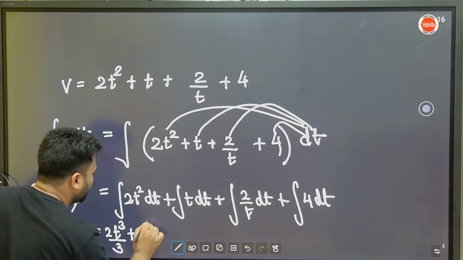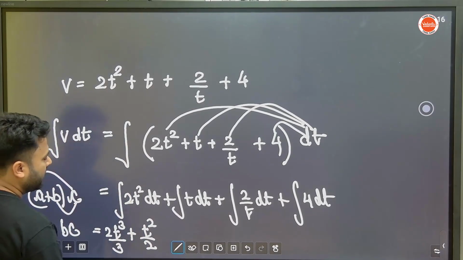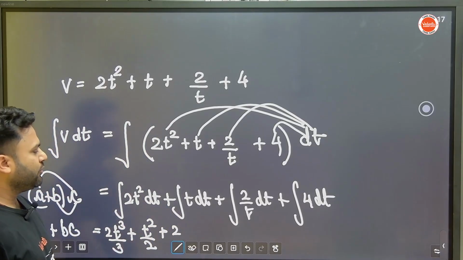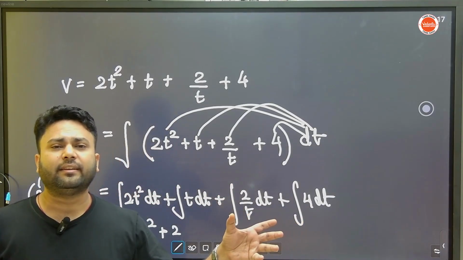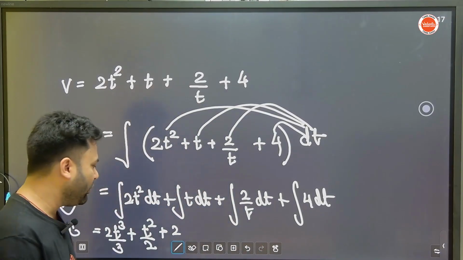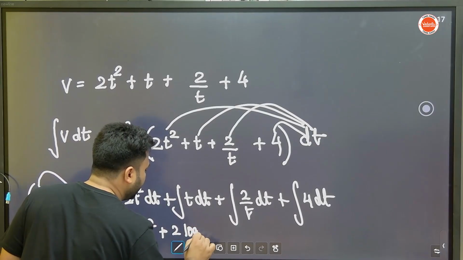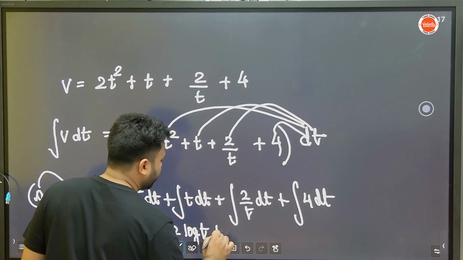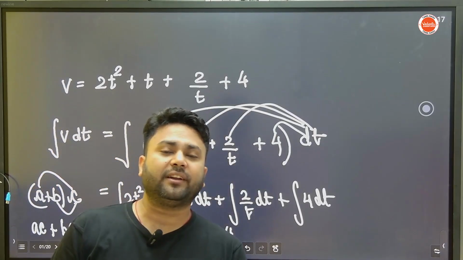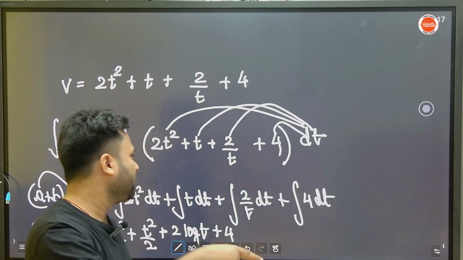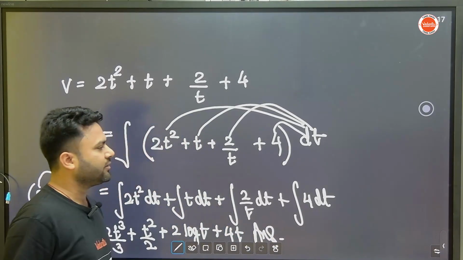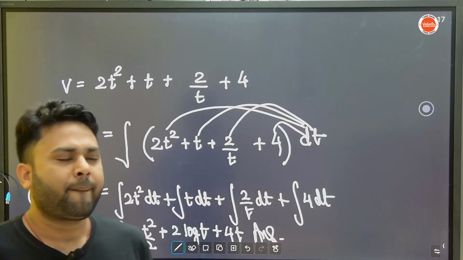So t square by 2 plus again this 2 you take outside. So what will be left? Integration of 1 by t. What is integration of 1 by x? Log of x. So 1 by t, log of t. So log of t. Plus again 4 you take outside. Integration of dt. What is integration of dx? X. So what is integration of dt? T. So this will be our answer. Okay.